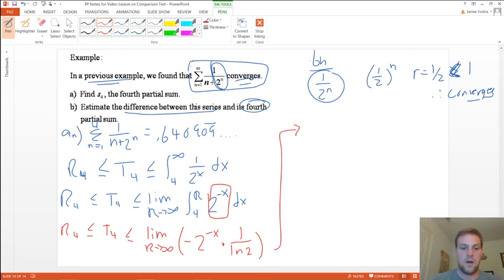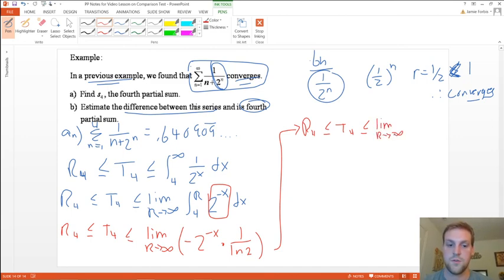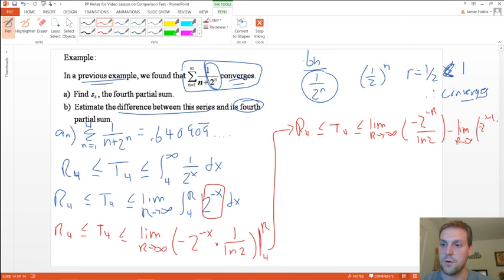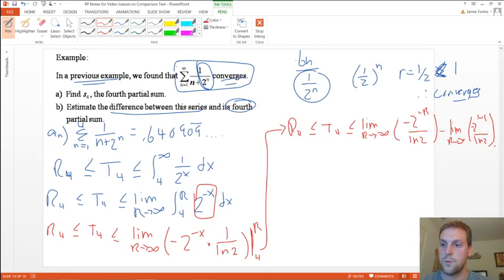Okay. Now, solving that out, we got R4 less than or equal to T4 less than or equal to the limit as R is approaching infinity of negative 2. All right, and again, sorry, I didn't write it right here, but this is 4 to R. This is going to be negative 2 to the negative r power over ln of 2 minus the limit as r approaches infinity of negative 2 to the negative fourth power over ln of 2.